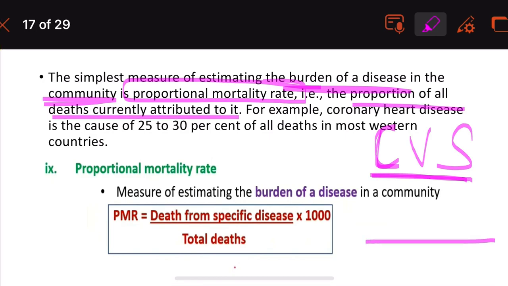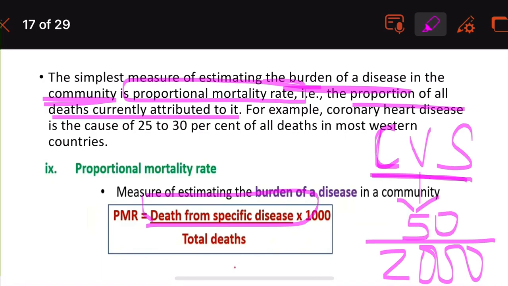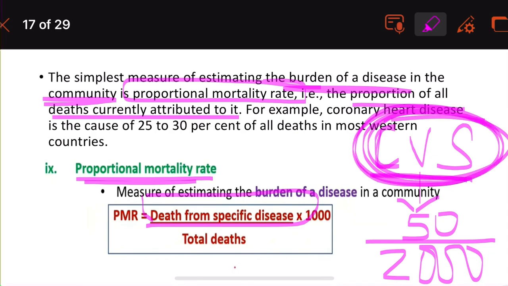Let us see, the total number of deaths in that community were 2000. The deaths from cardiovascular diseases were 50 people out of the 2000. The others were attributed to accidents, cancer, and many others like respiratory and GIT. Let us remove all of them and consider only cardiovascular. So it is giving the proportional mortality. What is the burden of this cardiovascular disease in causing the death of the community? The burden of a disease in the community is the proportional mortality rate, the proportion of all the deaths currently attributed to it.